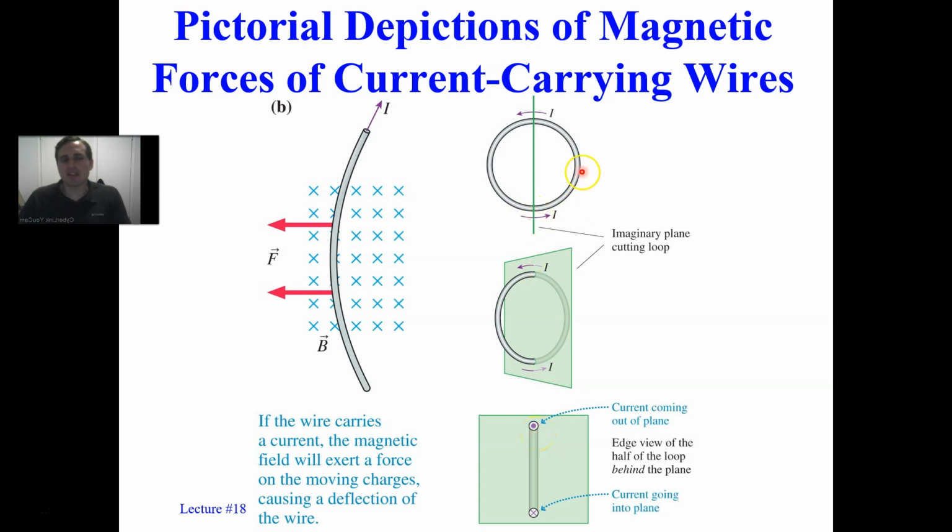Notice that this is sort of a side view of the loop. And this is basically an edge view of the loop, where you see half the loop is behind this green plane. Because in general, this three-dimensional view is hard to sketch, especially on a piece of paper.